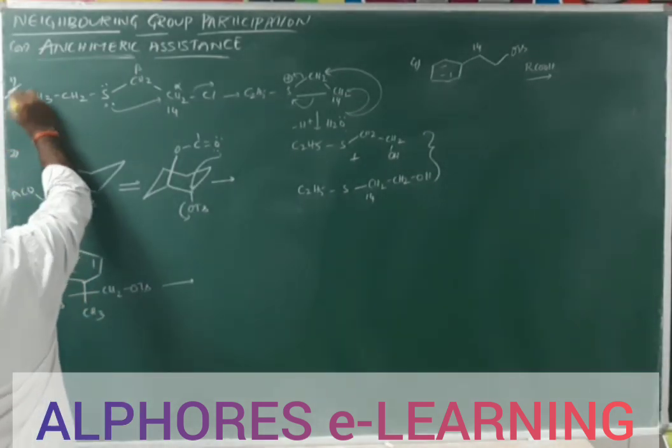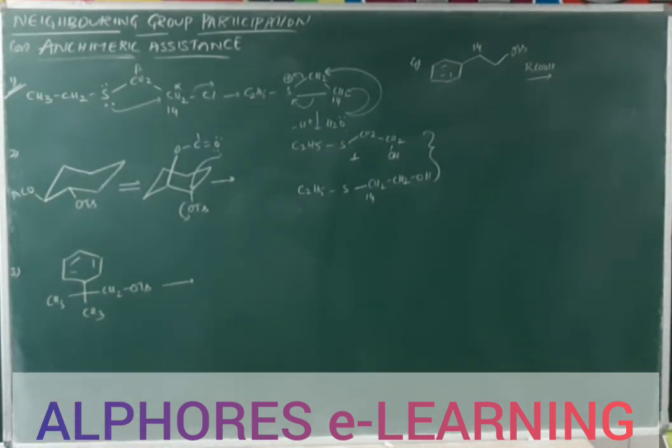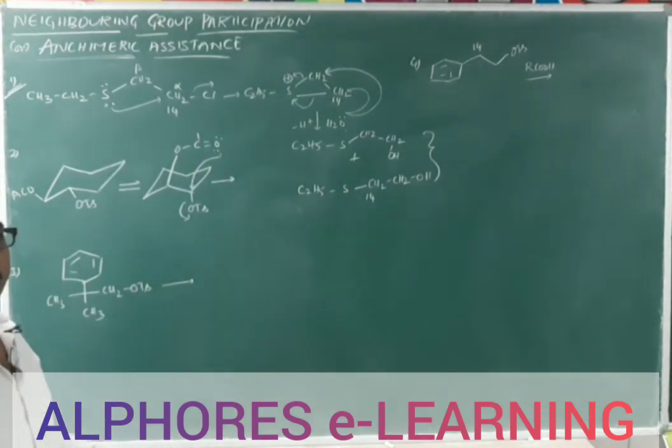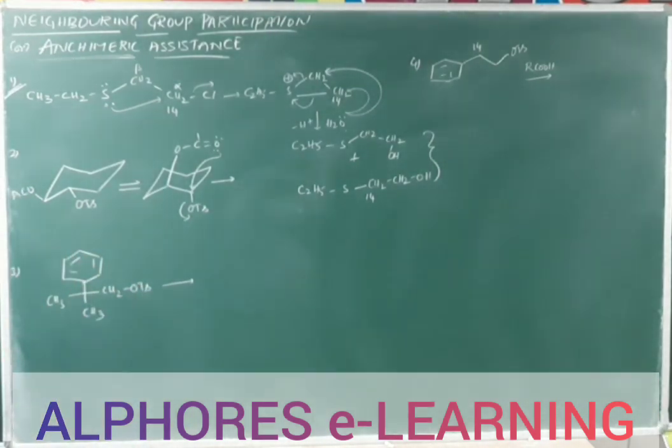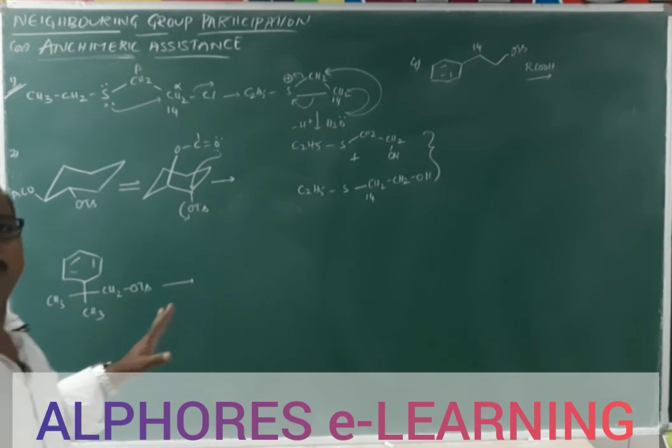So this was proved. If really there is no anchimeric assistance, you should get only one product. If there is no anchimeric assistance, the sulfur lone pair is not going to take part in bond formation. Obviously, we are going to get one product.